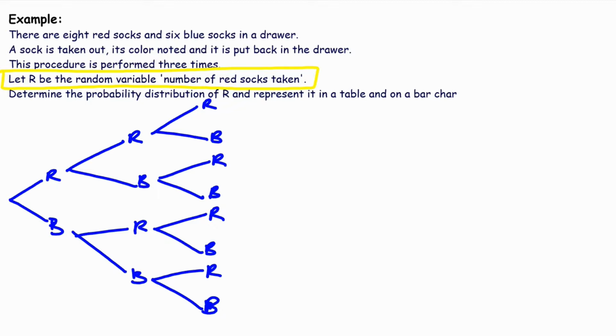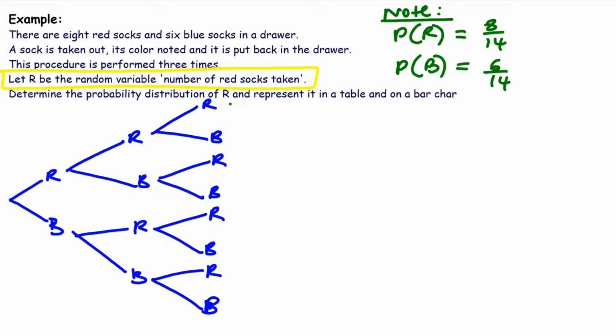So we know that the probability of picking a red sock is 8 out of 14, and the probability of picking blue is 6 out of 14. Now, coming back here, we can determine the probability for each of these branches. So this will be red, followed by red, followed by red.